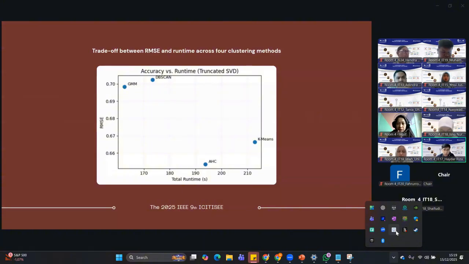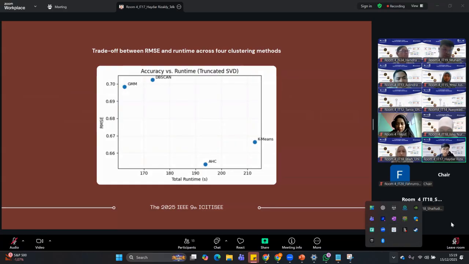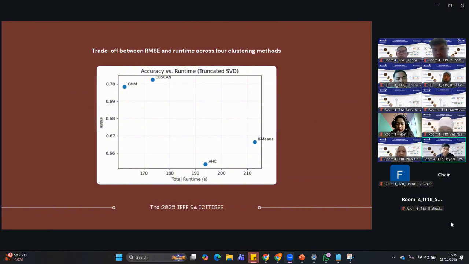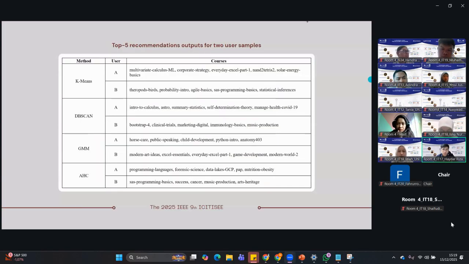Okay, so this figure shows the trade-off between RMSE and runtime across 4 clustering methods. As you can see here, AHC achieved the highest accuracy at the cost of longer runtime, while GMM and DBSCAN are faster but less accurate. K-means provides a balanced compromise between accuracy and efficiency. Here are the top 5 recommendation outputs for 2 user samples from each clustering method.